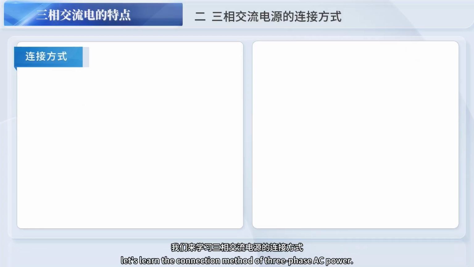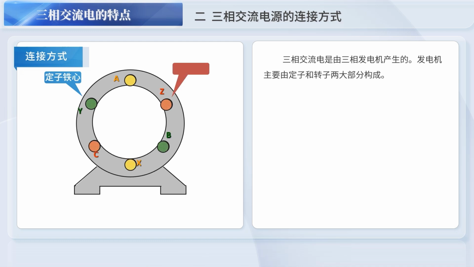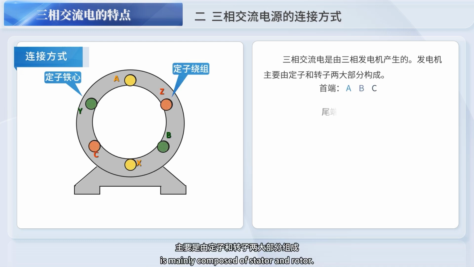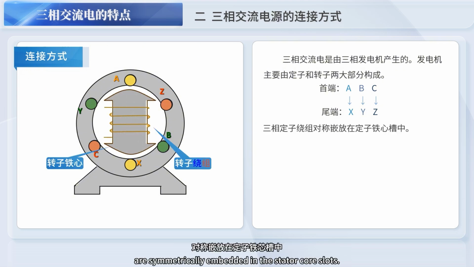Next, let's learn the connection method of three-phase AC power. Three-phase AC is generated by a three-phase generator. The generator is mainly composed of stator and rotor. The three-phase stator windings are symmetrically embedded in the stator core slots.